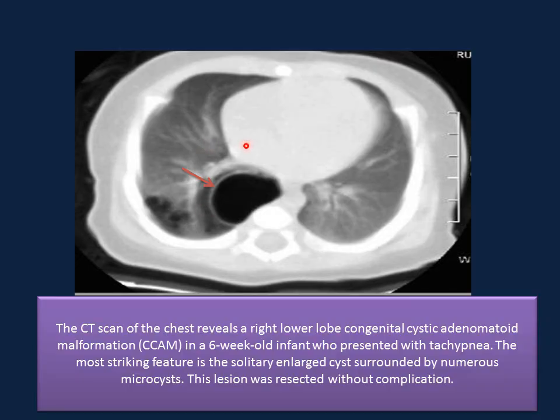This is a CT scan of a 6-week-old infant who presents with tachypnea. The CT scan shows a solitary enlarged mass surrounded by microcysts and filled with air. This is a classic presentation of congenital cystic adenomatoid malformation.